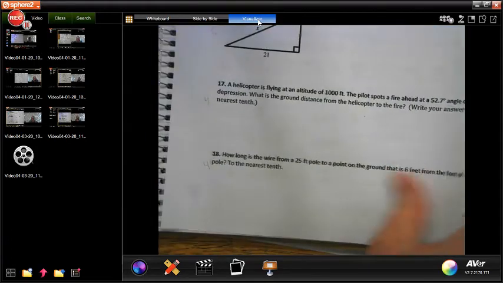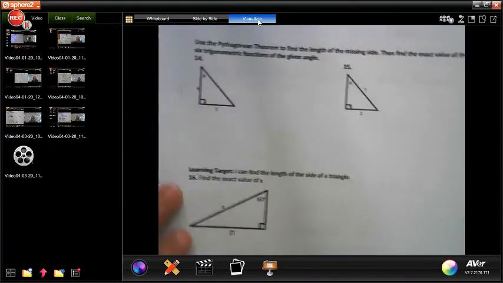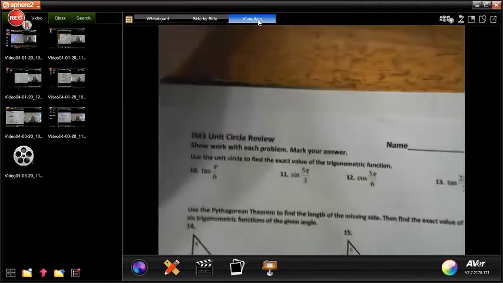Now the back side. Okay, let me fix the camera here. Okay.